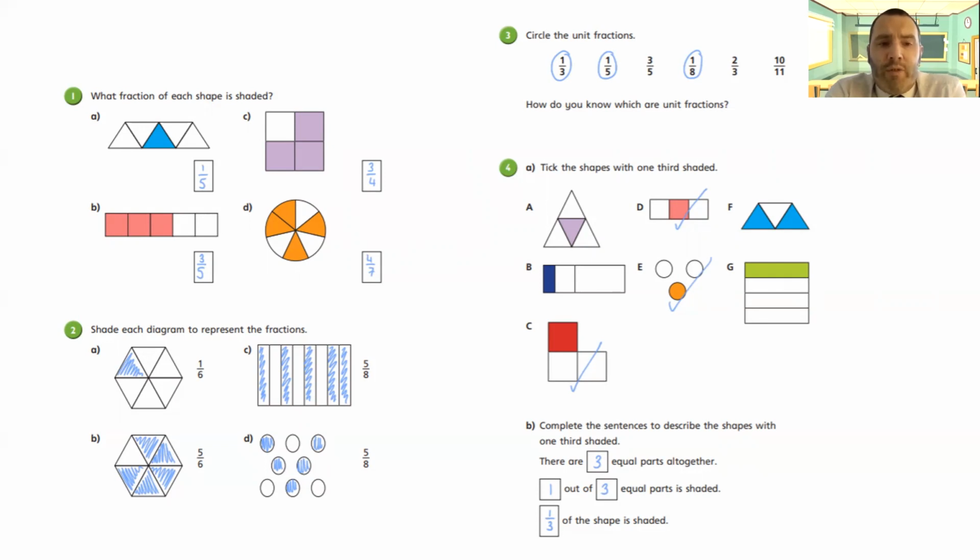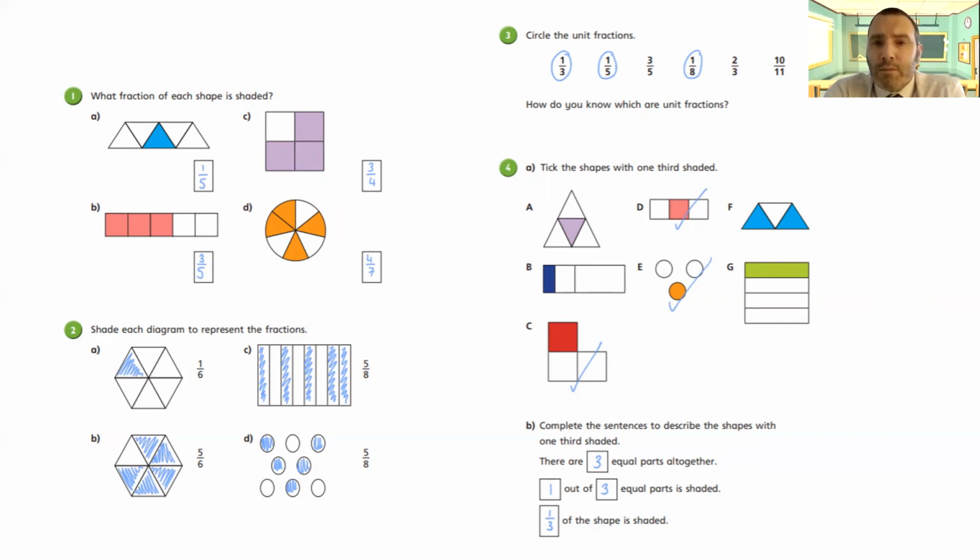Shade each diagram to represent the fractions. Now you might have needed to draw these out, so just make sure you've split it into the right number of pieces and that you've shaded the right number of pieces. Question 3, we've just touched on that, unit fractions. They've all got 1 at the top, so 1/3, 1/5 and 1/8 that are circled on the screen. How do you know they're unit fractions? Because they all have 1 as the numerator.